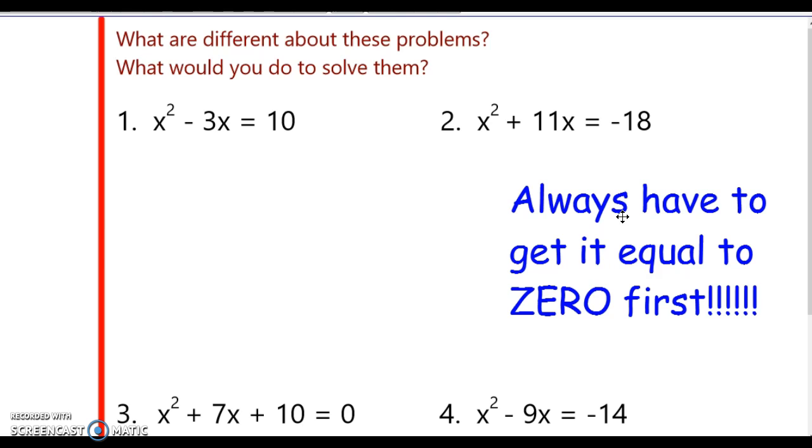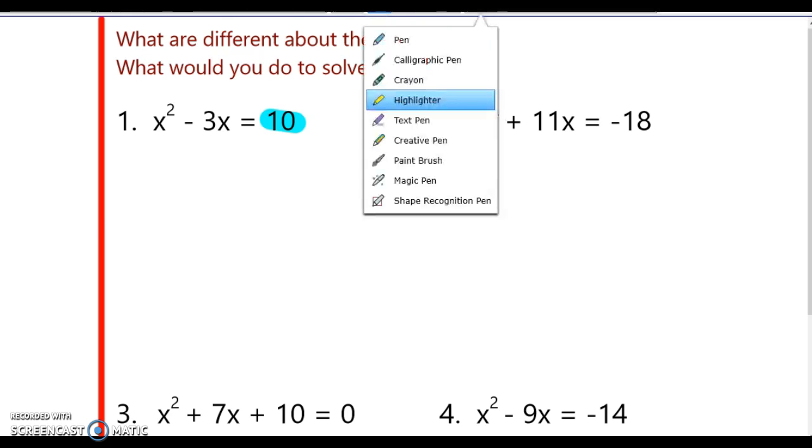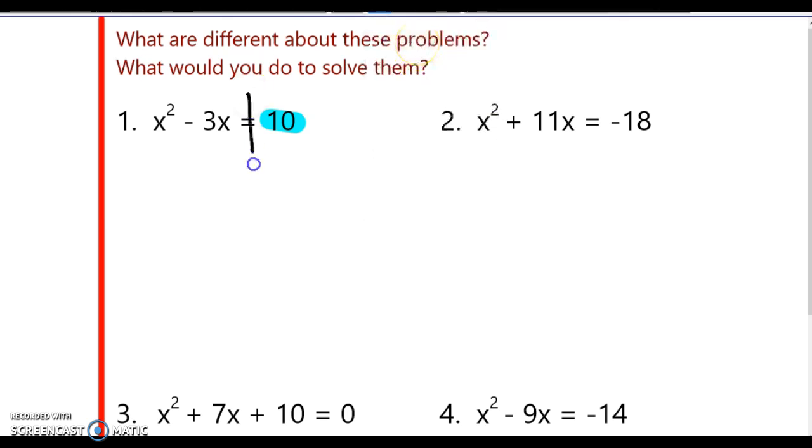So let's think way back. Just solving equation-wise, how do you get something equal to 0? Well, if I look right here, this 10 is problematic. And so I'm just going to come in and draw a line. If that was my line and I wanted to get this equal to 0, how do you get 10 equal to 0? I have to move that 10 to the left side, and I do it by minusing.